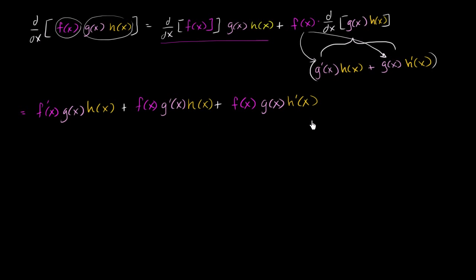In each of them, you'd be taking a derivative of one of the functions. If you had n functions here, then you would have n terms here, and in each of them, you would take the derivative of one of the functions. So this is kind of a neat result.